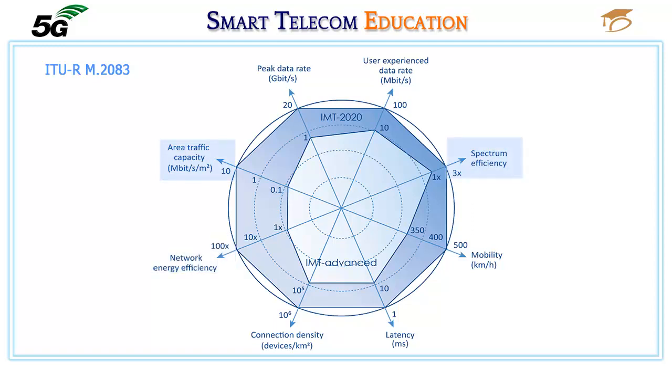Spectrum efficiency, average data throughput per unit of spectrum resource and per cell, bit per second per Hertz. It is expected to be 3 times higher compared to IMT-Advanced for eMBB. Area traffic capacity, total traffic throughput served per geographic area, in megabit per second per meter square. IMT-2020 is expected to support 10 megabit per second per meter square area traffic capacity, for example in hotspots.